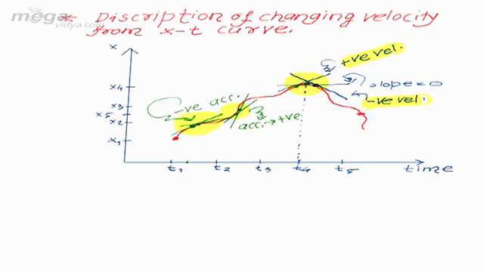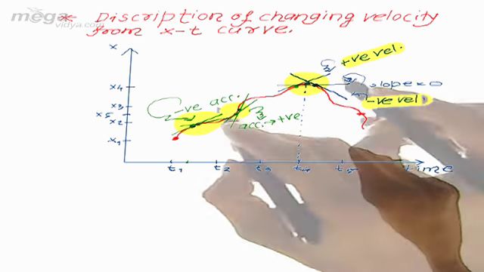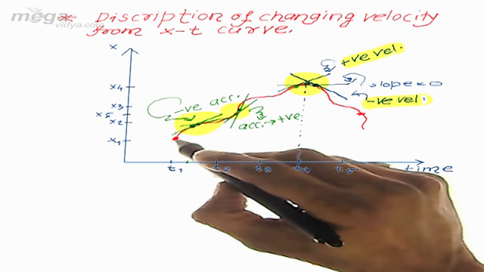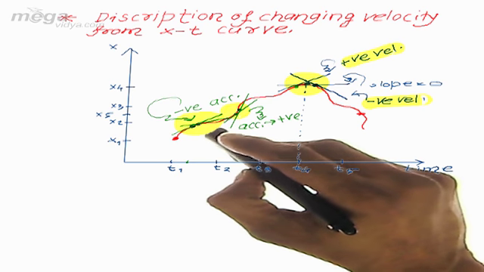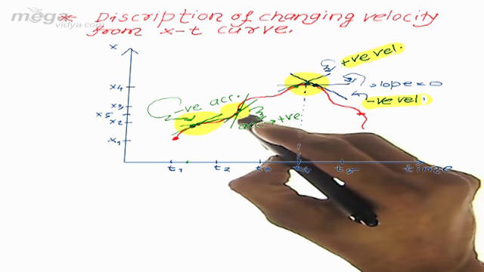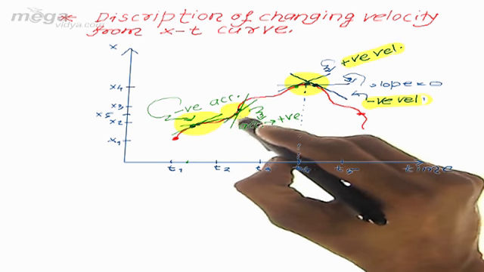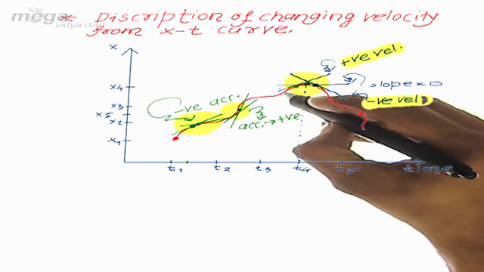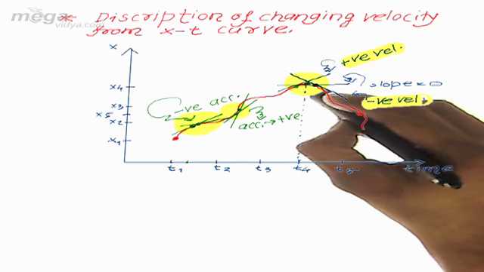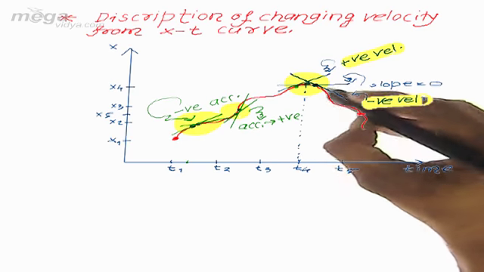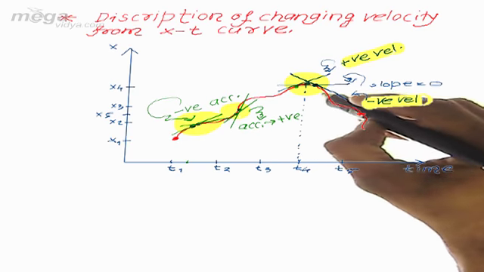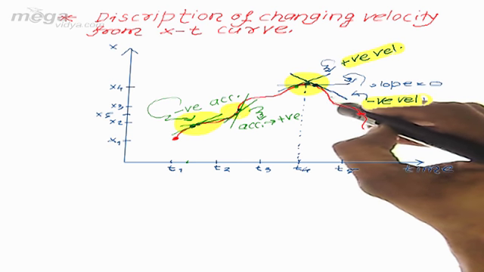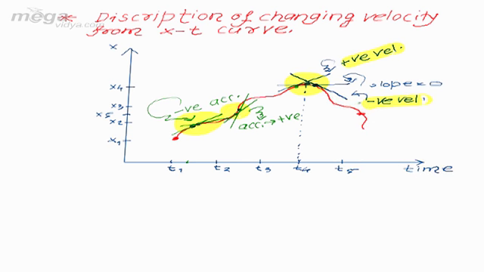Get an idea? If we go further along the entire curve, what we can observe is that here the slope is decreasing, so acceleration is negative. Here the slope is increasing, so acceleration is positive. In this section it is negative again. In this section it is positive, and here near the topmost point, acceleration is negative. Have you got my point? What is the acceleration here?